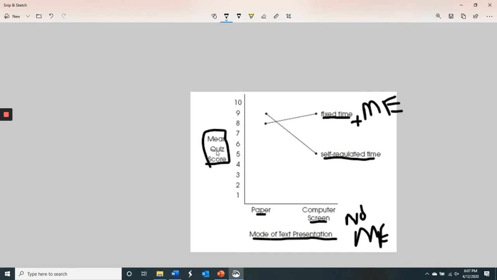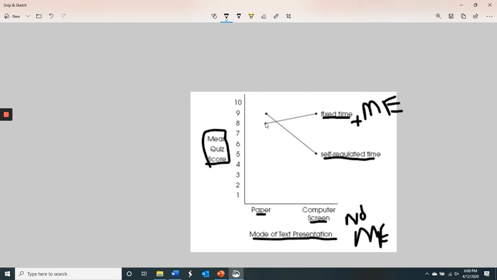Or you could flip it. You can say for self-regulated people, the computer screen was a huge disadvantage compared to the paper. So again, I hope with that example you are seeing that you're not doing this super complex thing. You're just describing the stuff.